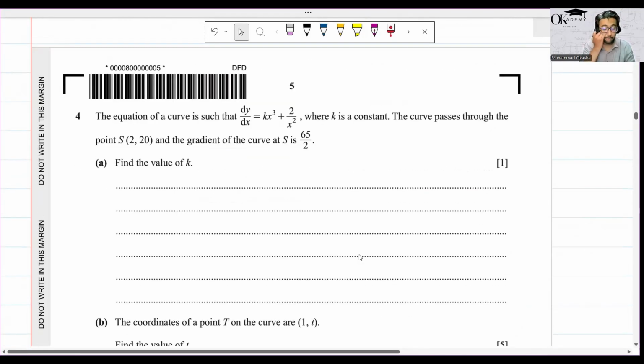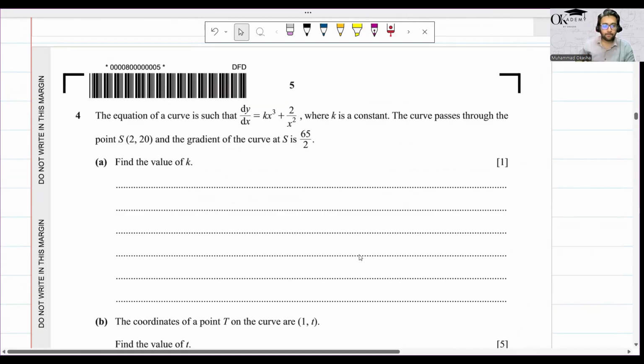Let's move on. Question number 4. The equation of a curve is such that dy by dx equals kx cubed plus 2 over x squared, where k is a constant. The curve is passing through the point S, which is (2, 20), and the gradient of the curve at S is 65 over 2. Find the value of k.